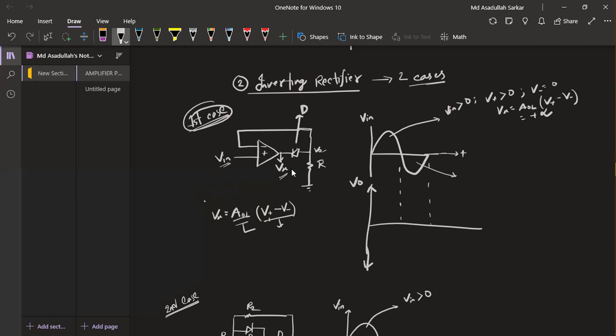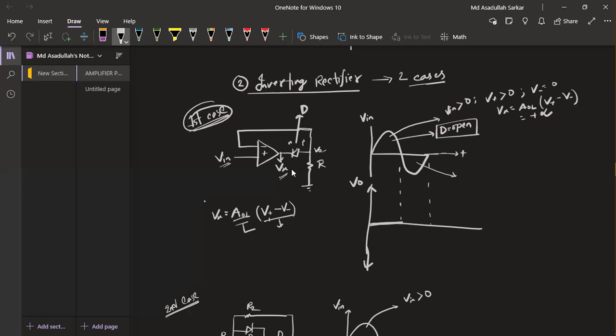If Vx is plus infinite, then obviously the diode will be off. Why is the diode open? Because this is the n side and this is the p side, and the n side should be negative or less than the p side. But here Vx is connected with the n side, and Vx is plus infinite. So in this case, the diode will be open. If the diode is open, then the circuit will not make contact. For this reason, V output is 0.